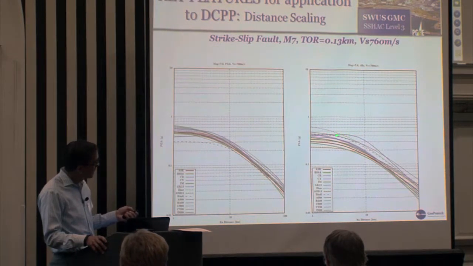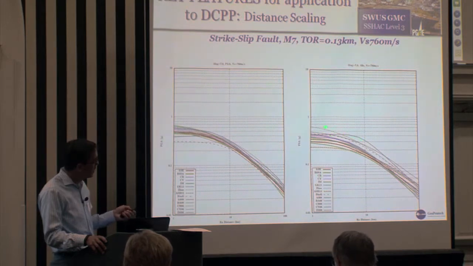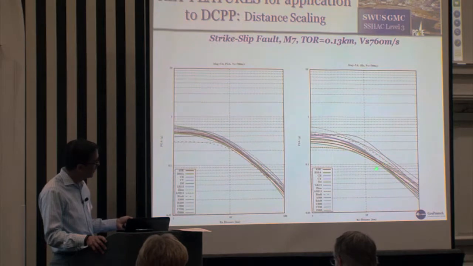This curve that's flat and actually comes down and oversaturates a little bit is the Graizer and Kalkan model, and then it has a slight increase and then drops off and falls down by the time you get out to about 15 or 20 or 30 kilometers.